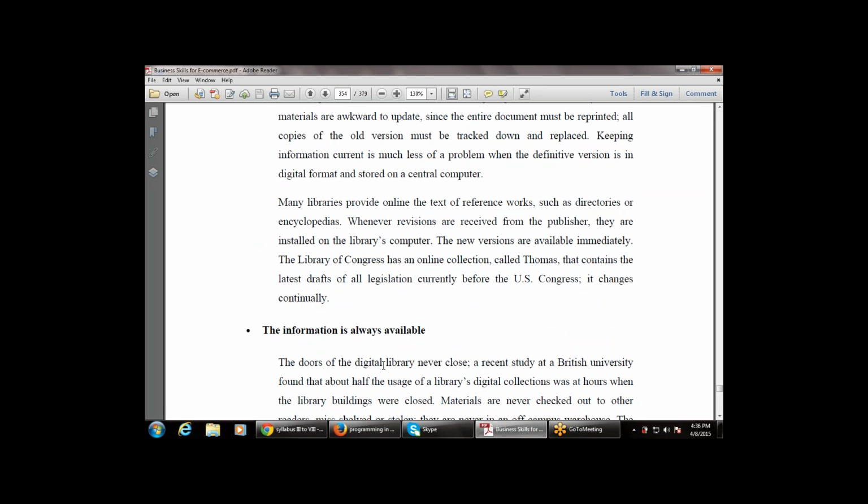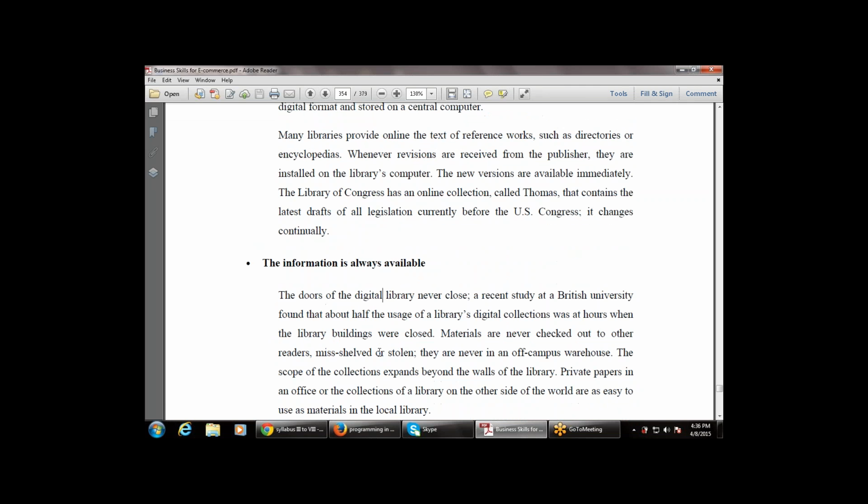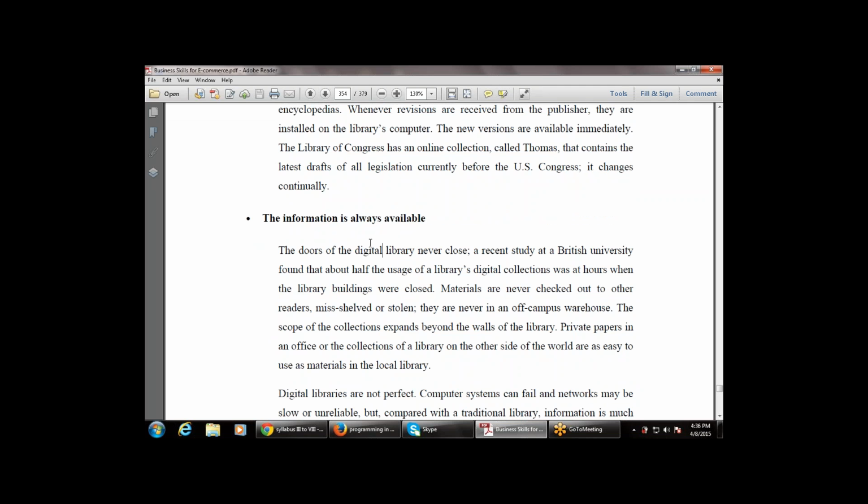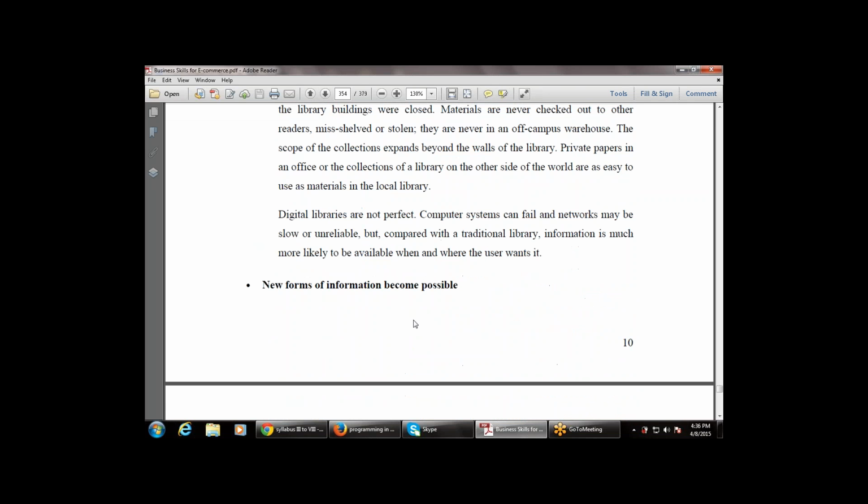Then, the information is always available. There is no hard and fast rule that the information is not available; at every time it is available on the internet, whether it is past or traditional information or different information. So this is the main point: the doors of the digital library will never close.